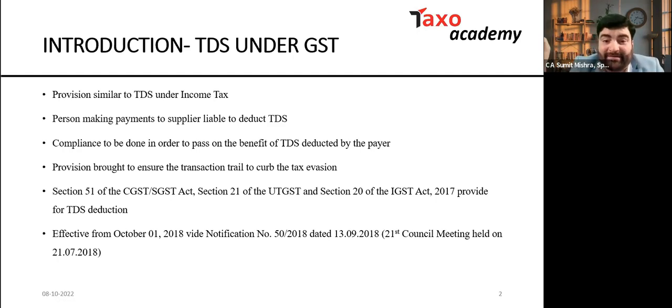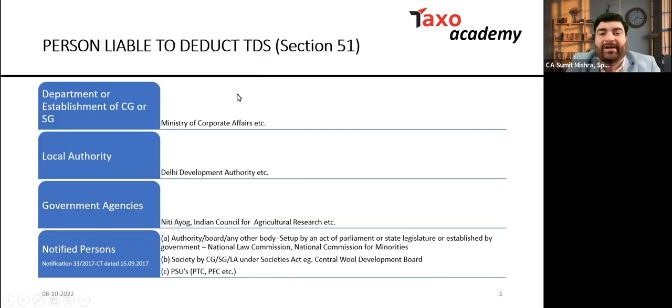I will also discuss the TDS provisions. Later on, when the situation came under the control of the government, they introduced and decided in the 21st council meeting the date, that is 1st of October 2019. From that date, TDS provisions were made effective. So we will discuss Section 51, who is supposed to pay or deduct TDS.